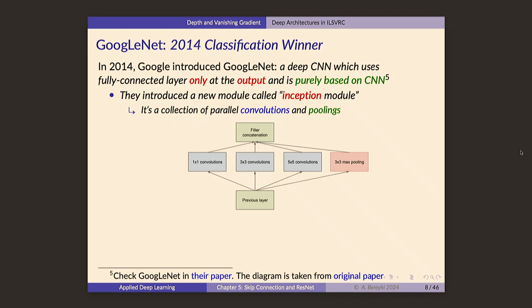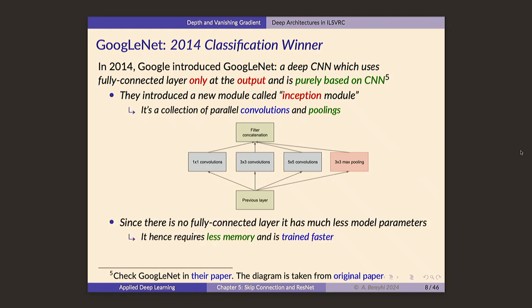So it's nothing else but a convolutional neural network, but instead of just having one convolution, they give the input to multiple convolutions, then they combine them, and they keep going like this. And they had fewer model parameters because they were only using convolutional layers. There was no fully connected layer anymore, except the output layer. And it could be trained faster and with less memory, but nothing specific. It was still working the same as the other ones.